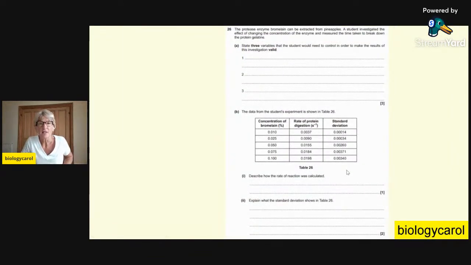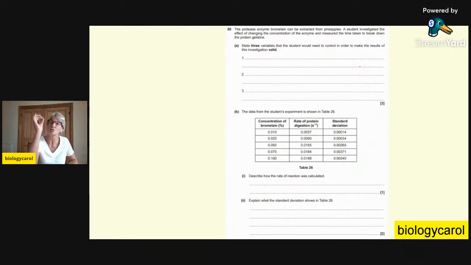Okay, I think this really is the last question. Protease enzyme bromelain can be extracted from pineapples. A student investigated the effect of changing the content of the enzyme and measured the time taken to break down the protein gelatin. So bromelain is obviously a protease. It breaks down gelatin into amino acids, presumably. State 3 variables that the student would need to control in order to make the results valid.